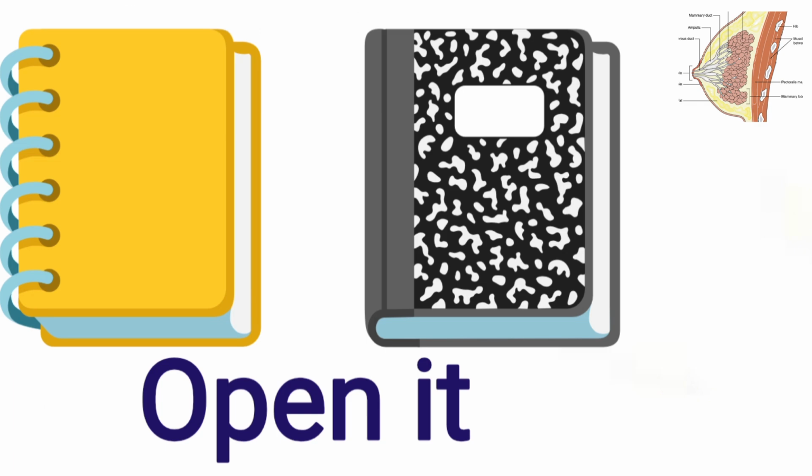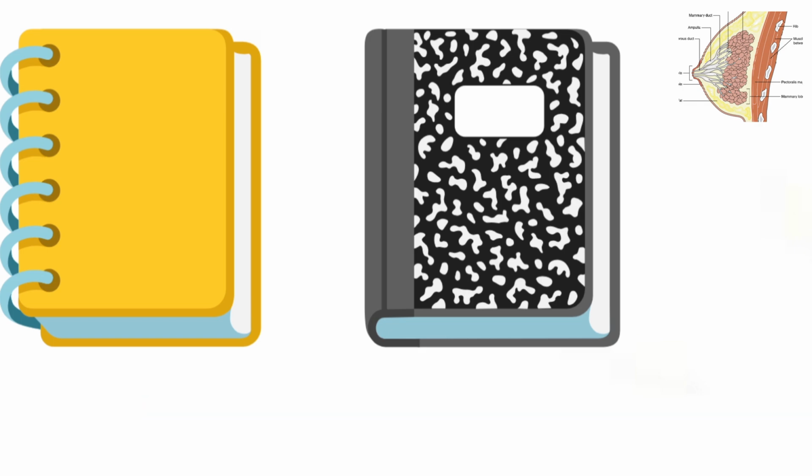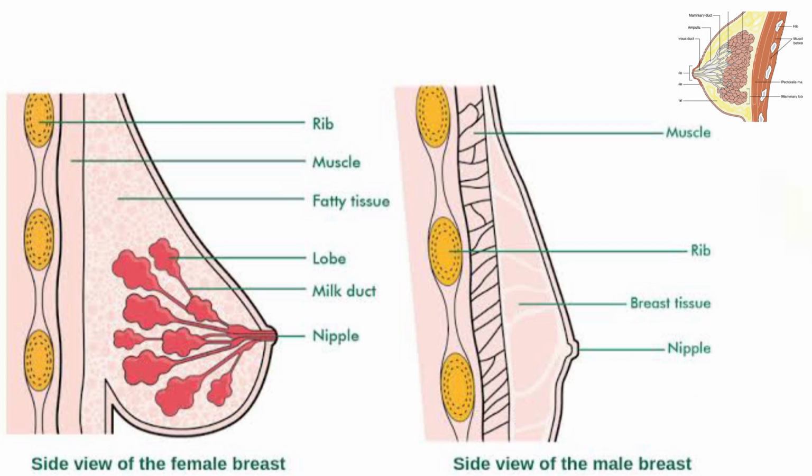Now, open your notes. Introduction, we have written a general introduction. The point is, it is a modified sweat gland, rudimentary in male, well developed in female after puberty. Rudimentary means it is not fully developed. So in male it is not fully developed, and in females it is well developed after puberty.